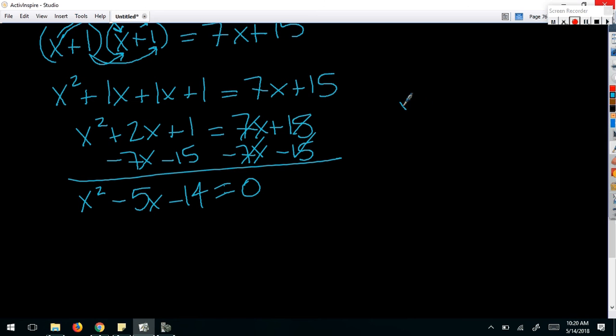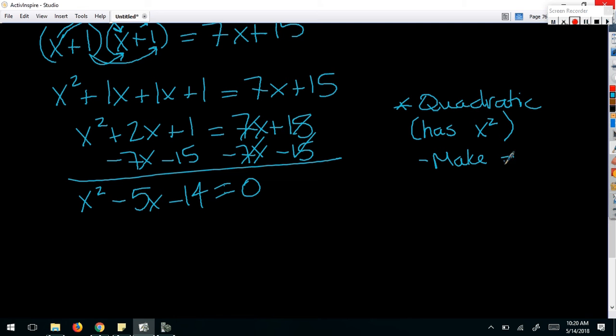Anytime you get a quadratic, what is a quadratic again? Anything that has an x squared term. See the x squared term there? If you ever get a quadratic, make sure you make it equal 0 and then factor. If you can't factor, what can you do?